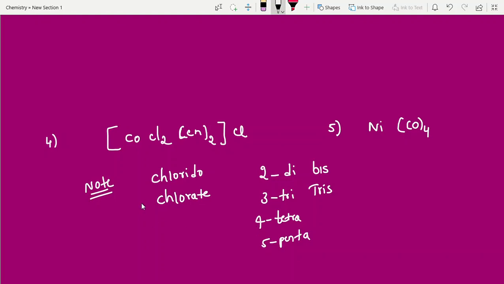Okay, now we will write the name. Now try to understand. This is a cationic complex. First calculate the oxidation state, students. How to calculate the oxidation state? This is -1, this is +1, right? So what is this?